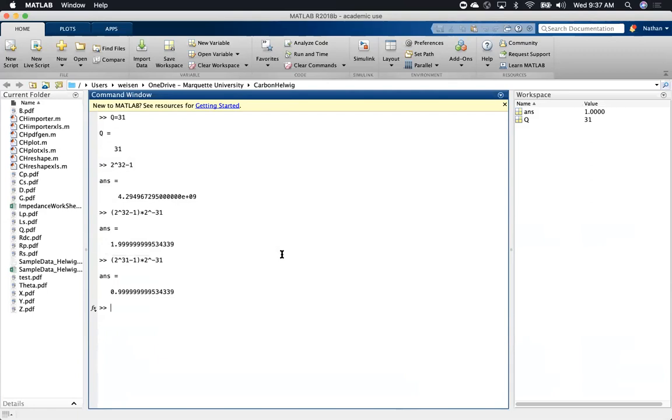represent in Q31. This is if you had a 0 for your sign bit followed by 31 bits of 1. This would be the largest number. And essentially, if you look at this, it's basically 1. It's not exactly 1, but it's basically 1. Okay, so let's check the other end of things.